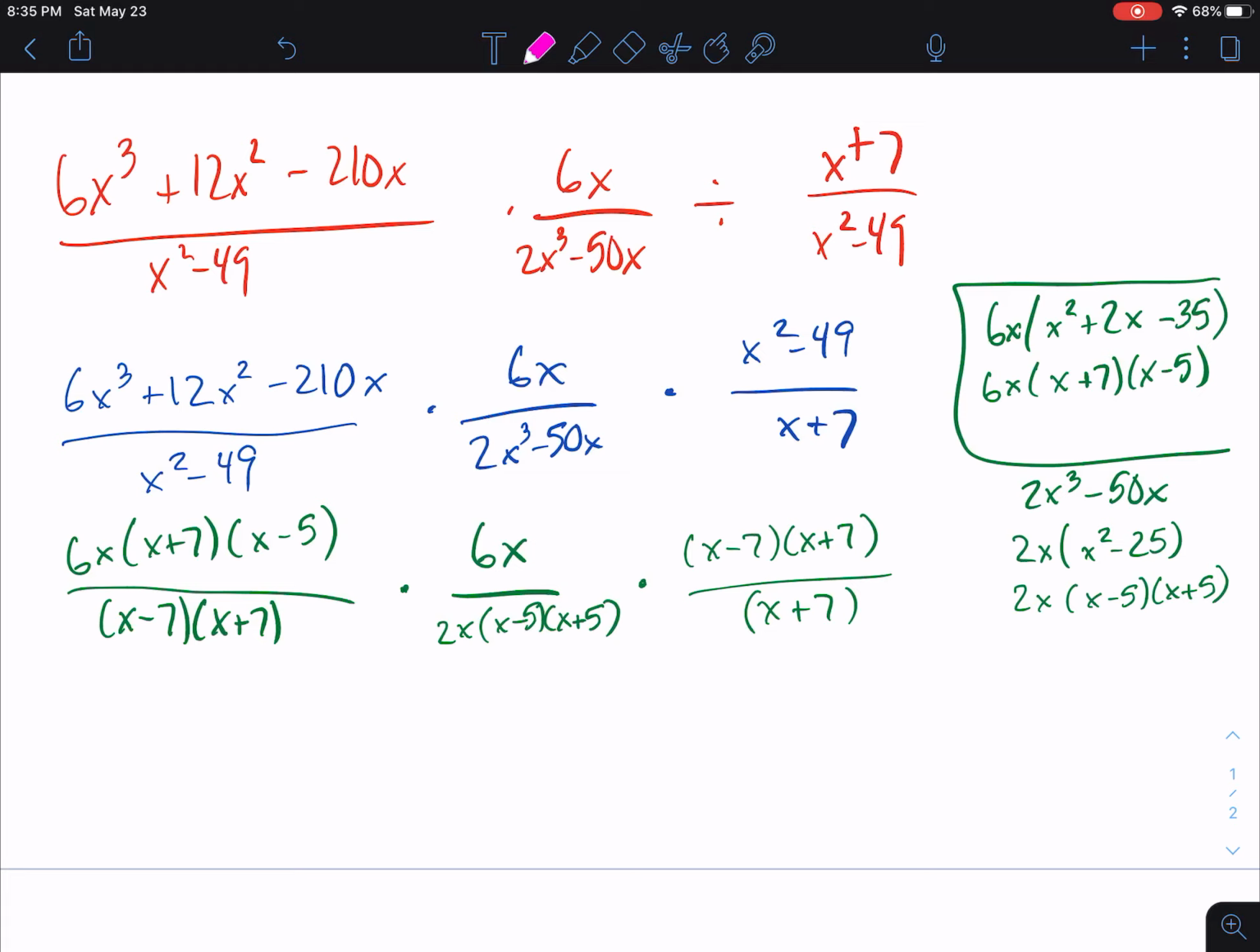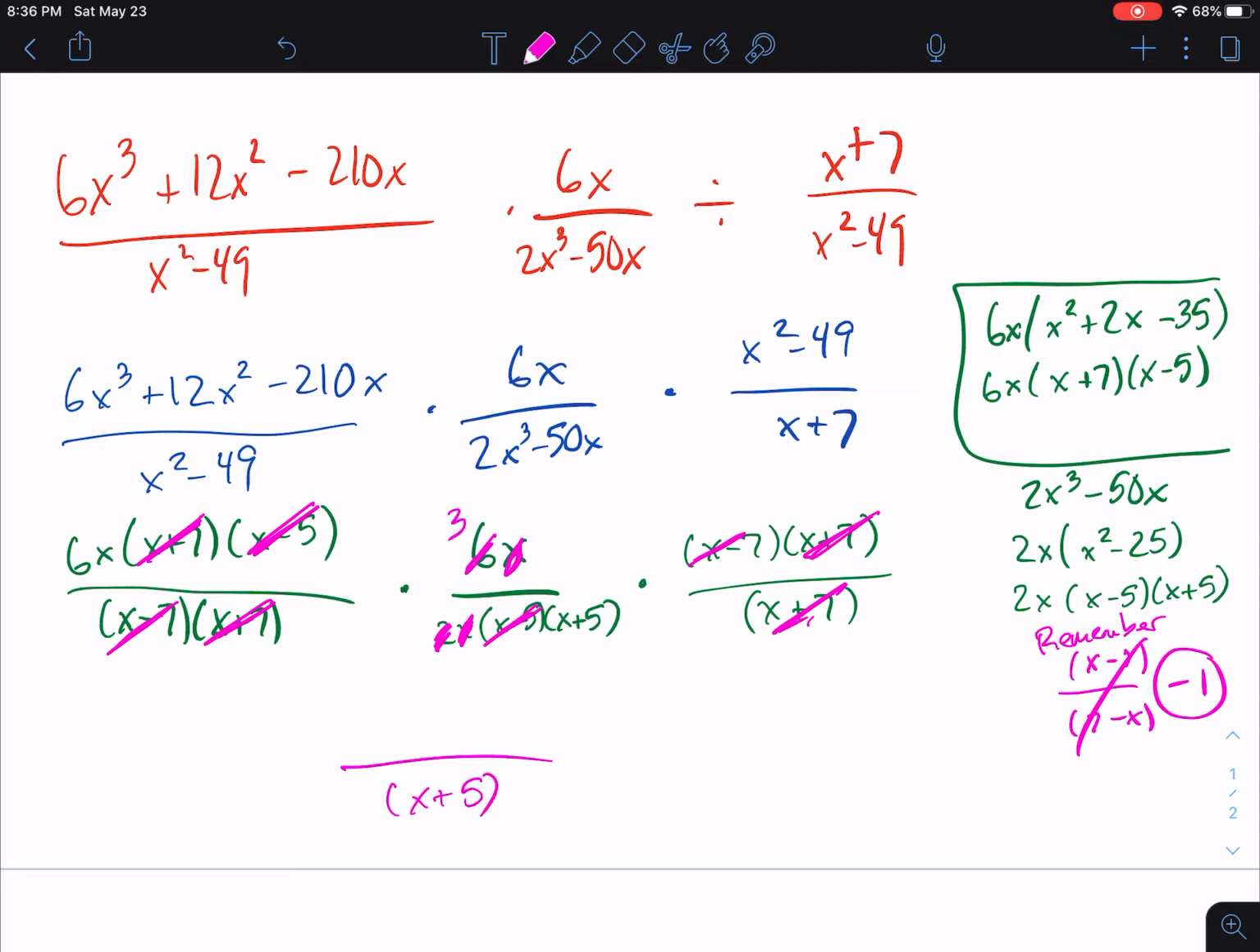Okay, so what crosses out? Remember, if it's flipped, i.e. x minus 7 and 7 minus x, we would have to cross it out to a negative 1. Okay, just remember. Maybe that happens, maybe it doesn't. Not always going to happen. All right, so x plus 7, x plus 7, x minus 5, x minus 5, x minus 7, x minus 7, x plus 7, x plus 7, 2, and one of these 6's, it'll become a 3. And then x and x. So we've got nothing left on the bottom. No, I'm sorry, we have an x plus 5 left on the bottom.